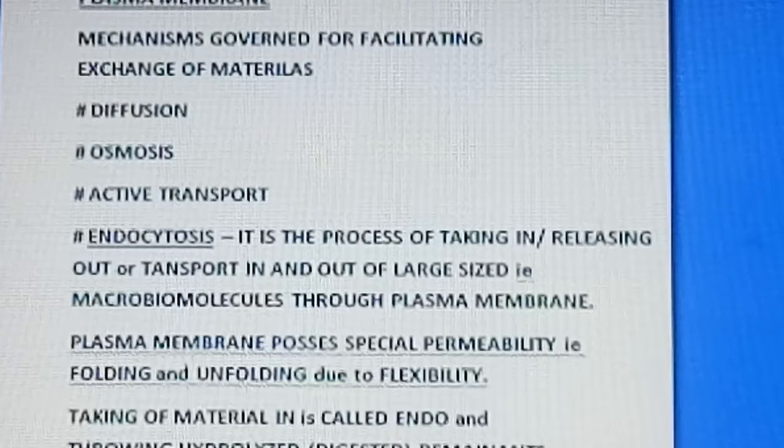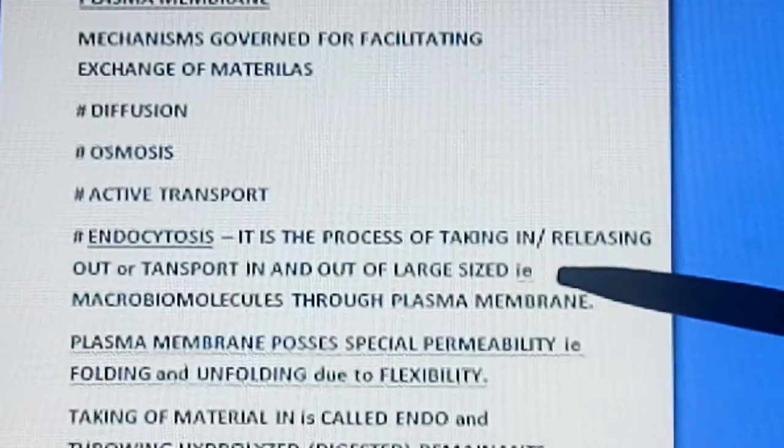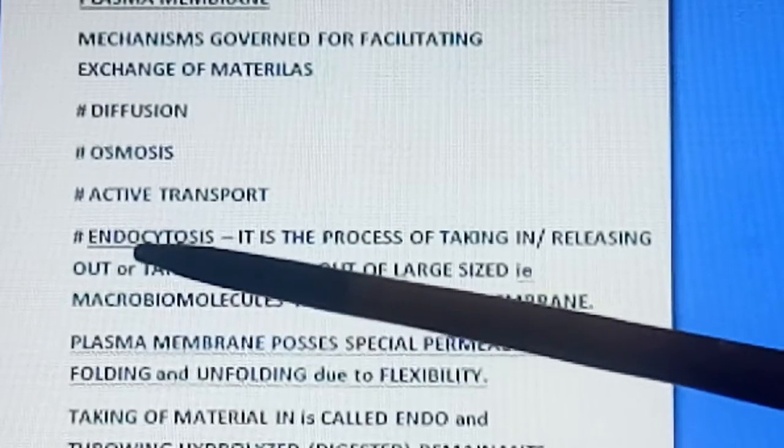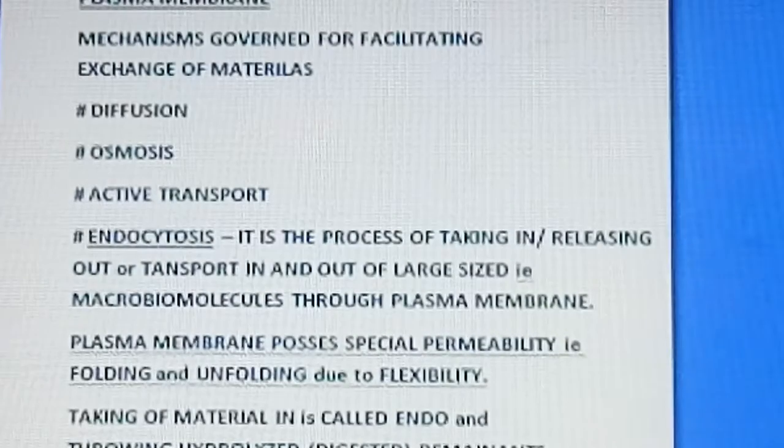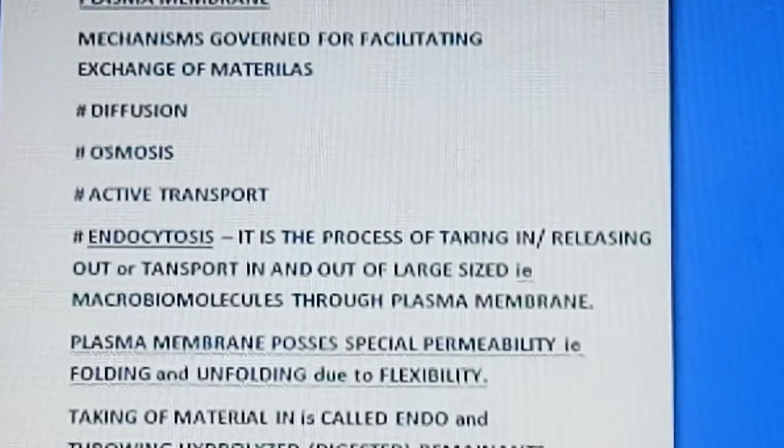And now students, this is the last mechanism involved in the movement of material through the plasma membrane, and that is endocytosis. Endocytosis is the process of taking in and releasing out, or the exchange of material in and out of the cell. Particularly the food particles move into the cell, and then the digested remnants of that food particle are released or thrown out. The material may sometimes be food, or sometimes other organisms also. We shall be discussing this in detail.